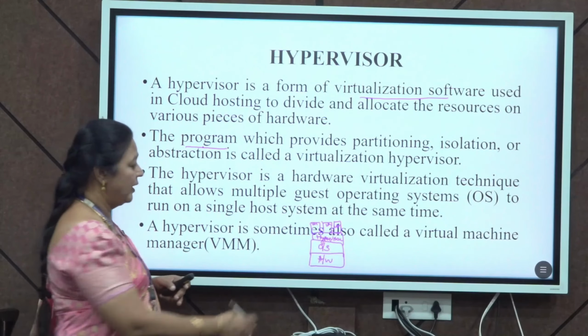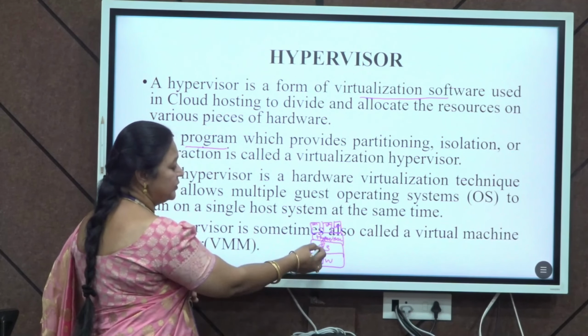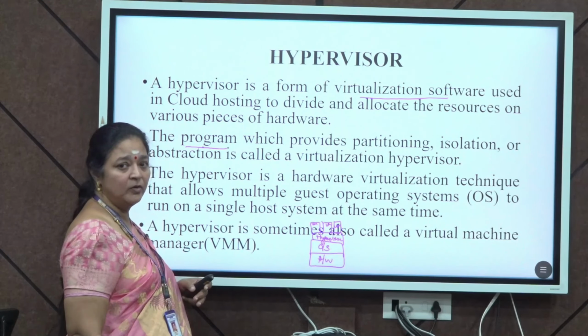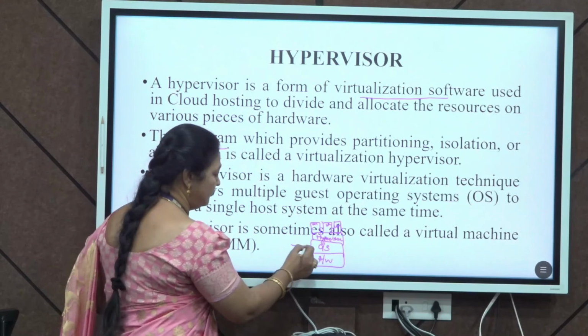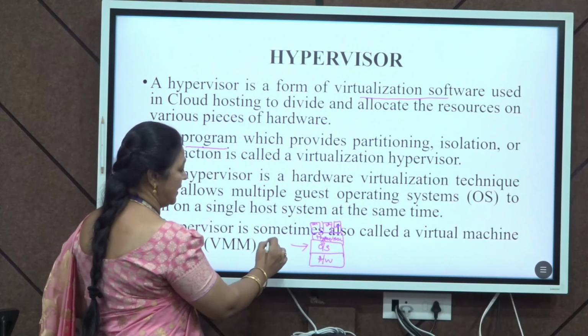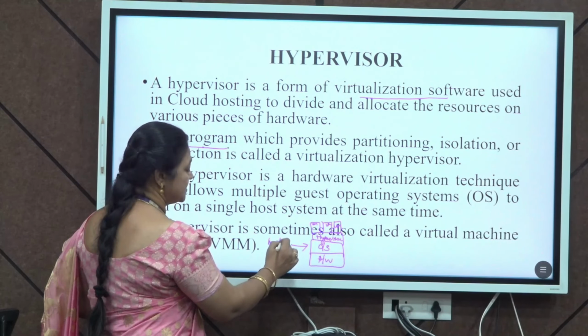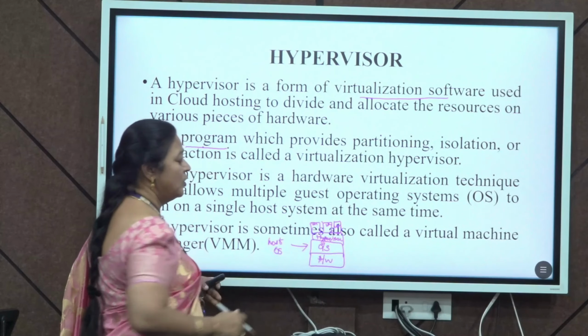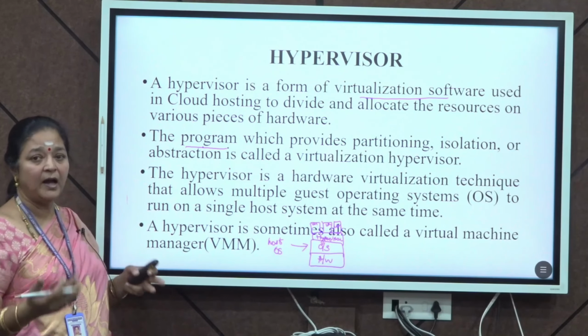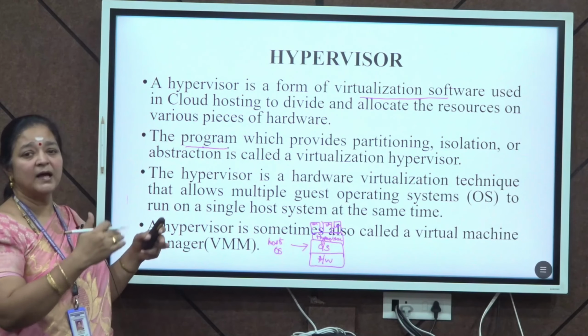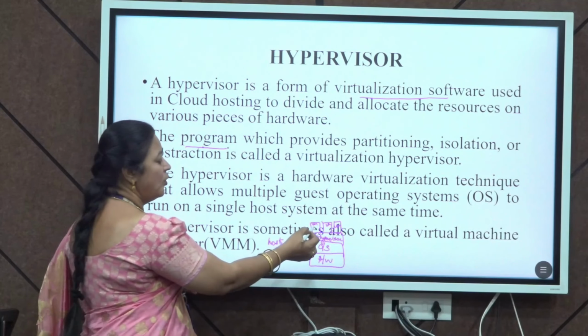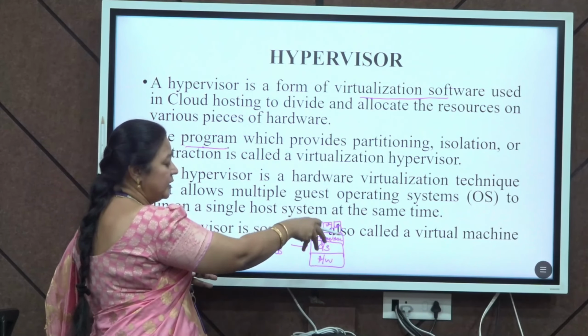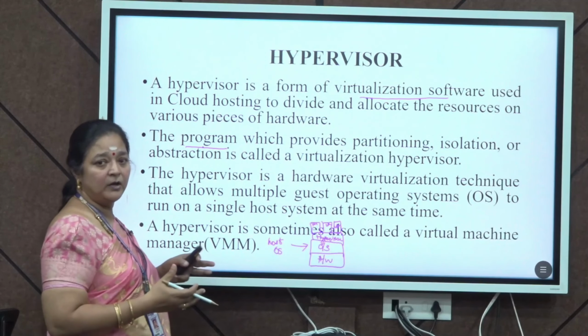right? So you have hardware. On top of this hardware, you have an operating system, and generally we call this operating system the host operating system, right? On top of this host operating system, we may have a hypervisor which acts as an interface between so many virtual machines which are created in this hardware.